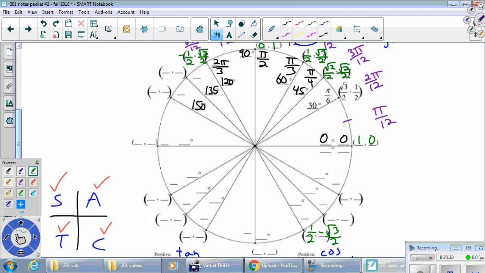And this angle, this one right here, let's see if we can figure out what that one was real quick. I'm going to count backwards with my pi over 12s. So normally 2 pi would be 24 pi over 12, 23 pi over 12, 22 pi over 12, 21 pi over 12, 20 pi over 12. 20 pi over 12, reduce both by 4, 5 pi over 3. How about that? Okay, so this angle right here is 5 pi over 3.